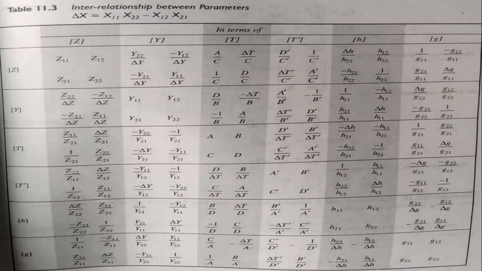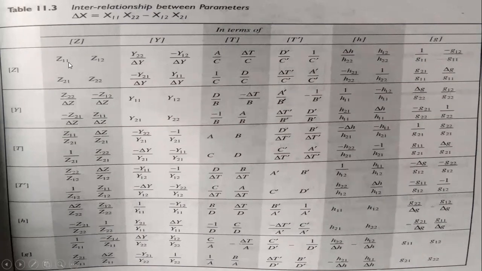While you are going to transform the things, whether it's in Z, Y, ABCD or inverse ABCD, H and G, how we can represent and transfer, that is from Z to Y, or Y to ABCD, or ABCD to inverse ABCD, likewise in G and H. You can convert easily with the help of this matrix, or with the help of these terminals.